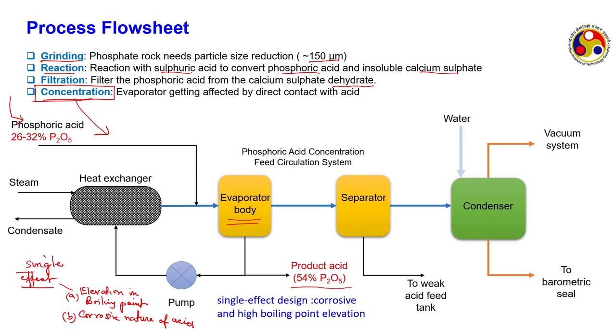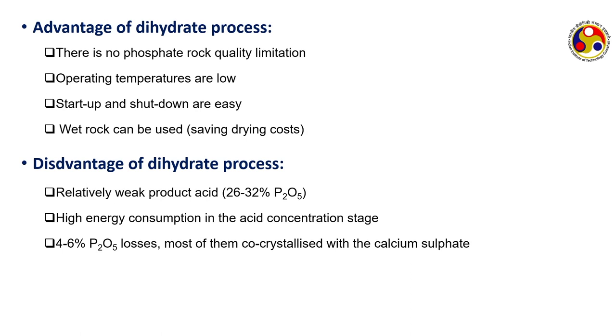In the next lecture, I will explain the hemihydrate and the recrystallization process, which takes advantage of both dihydrate and hemihydrate. It is adapted in such a manner to improve the economics of the process. So let us see what the advantages are. Primarily, there is no phosphate rock quality limitation in the dihydrate process. This is very important.